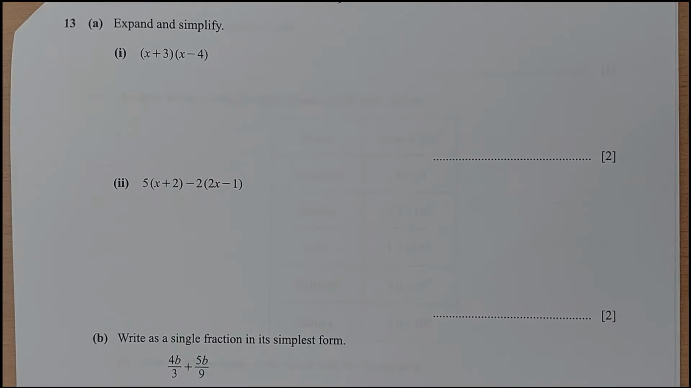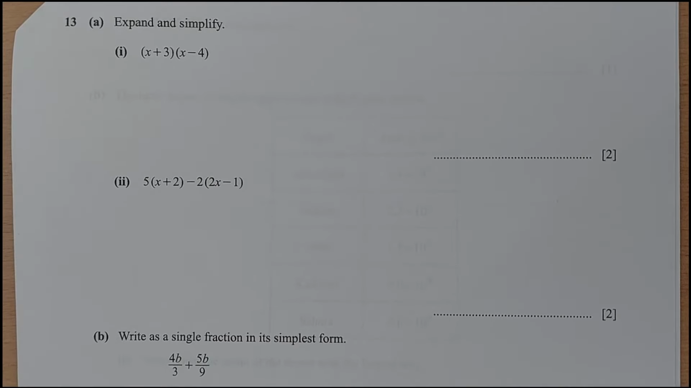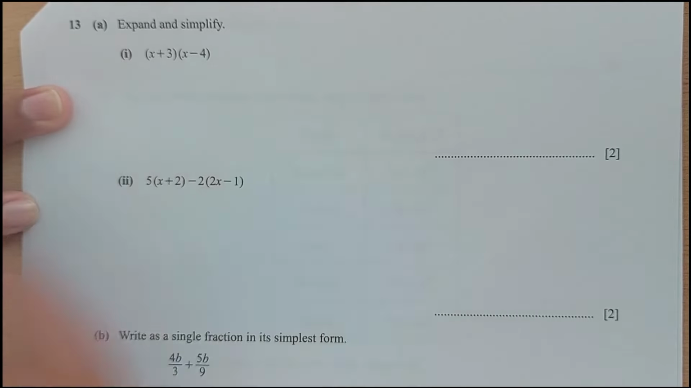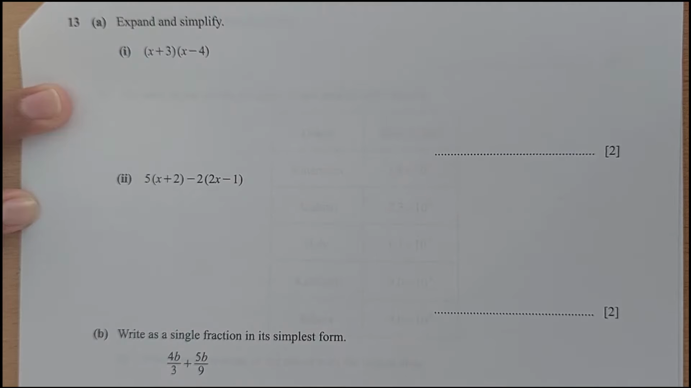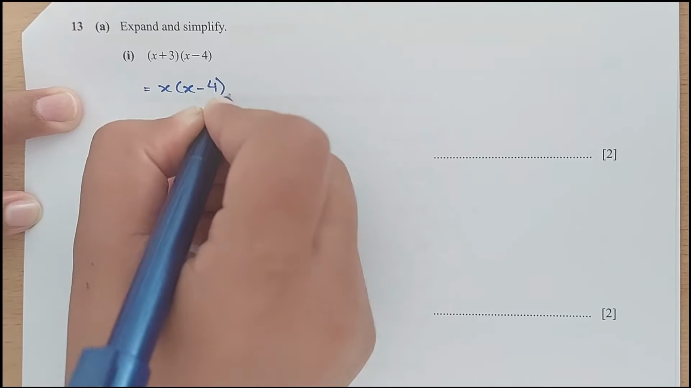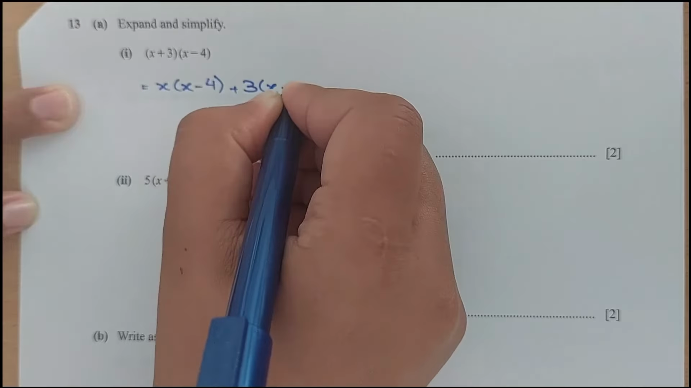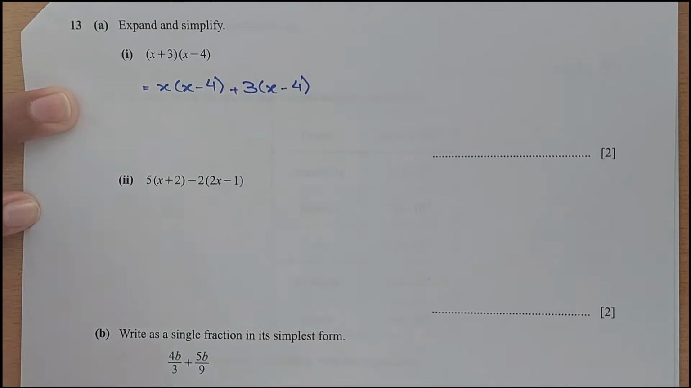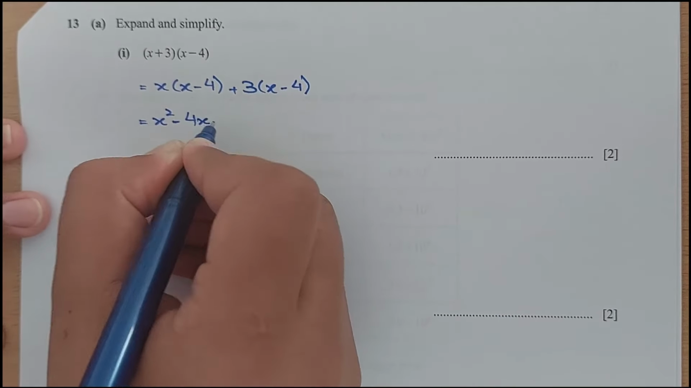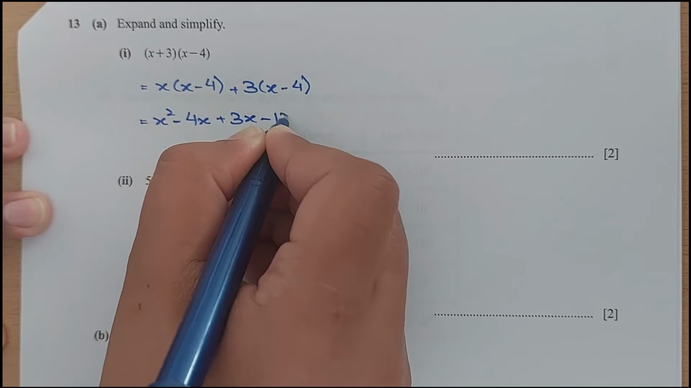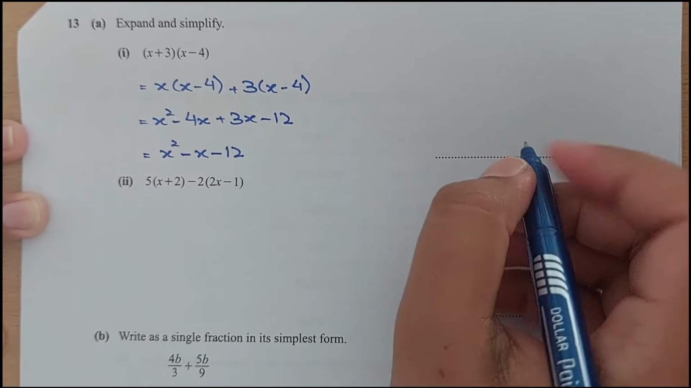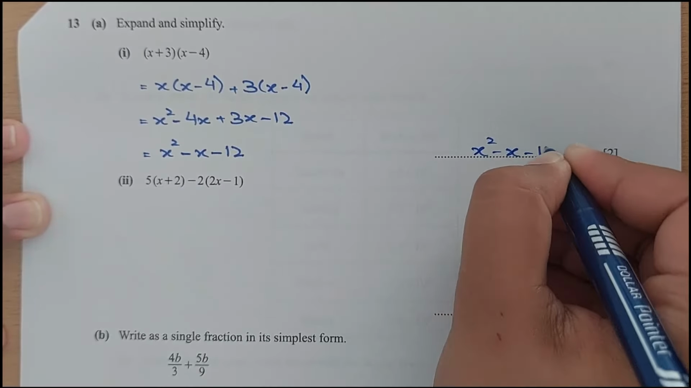Question number 13 in A part, expand and simplify. For the first, we need to expand first and then simplify. So x is going to multiply with x minus 4 first, and then positive 3 is going to multiply with x minus 4. So this is x into x minus 4, and then positive 3 into x minus 4. We have x squared, then minus 4x plus 3x, and then minus 12. For further simplification, x squared minus x minus 12. So that is the simplified form, x squared minus x minus 12.